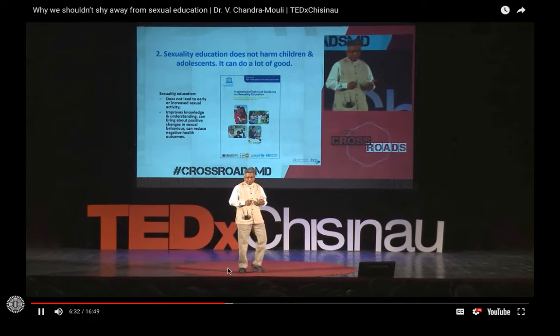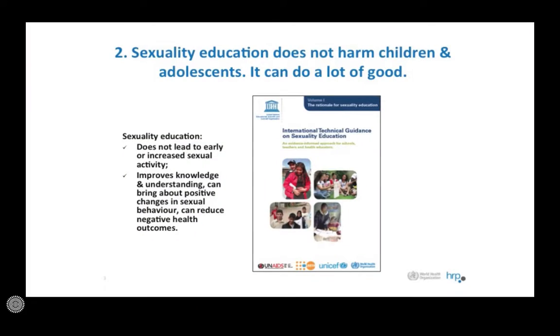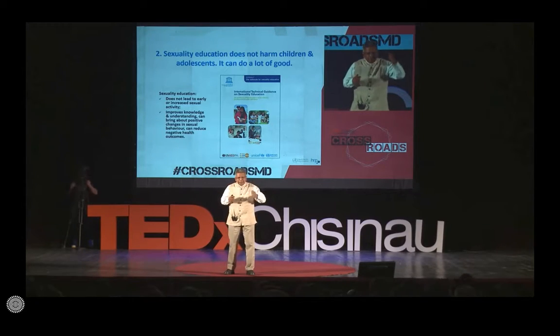My second point, there is considerable evidence from around the world that sexuality education does not harm children and adolescents, and it can do a lot of good. One of the main reasons for resistance to sexuality education is the concern that it plants the idea in children's minds to have sex before they are ready to have sex. The corrupting influence of sexuality education. In fact, there is no evidence of this.